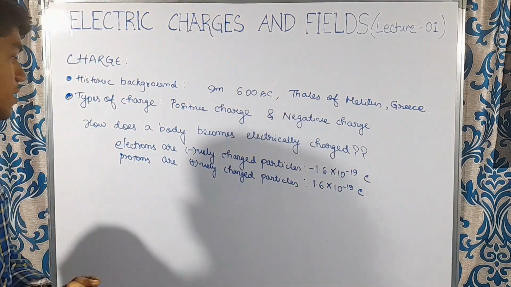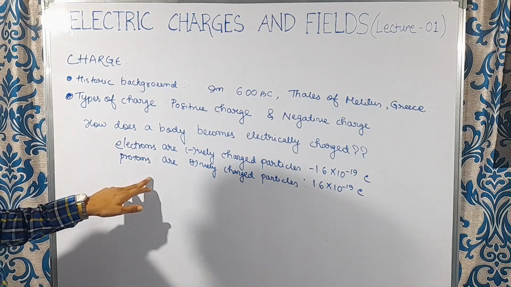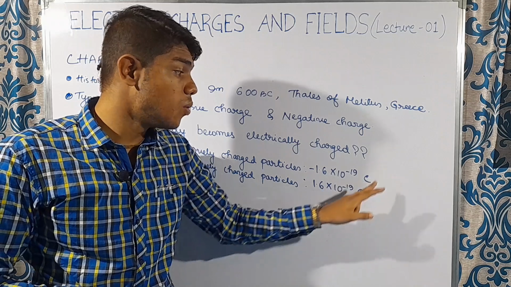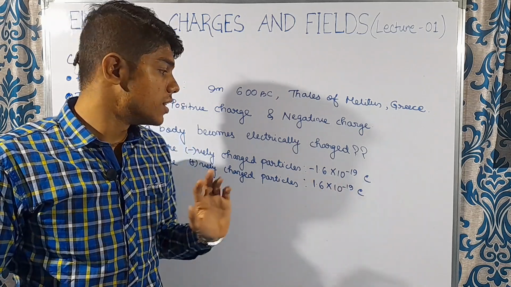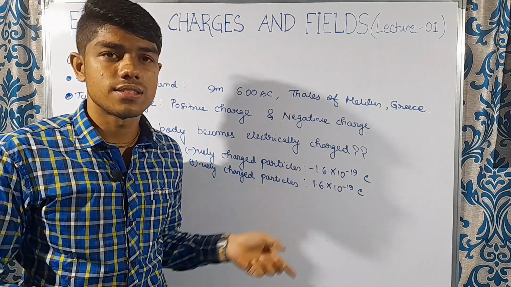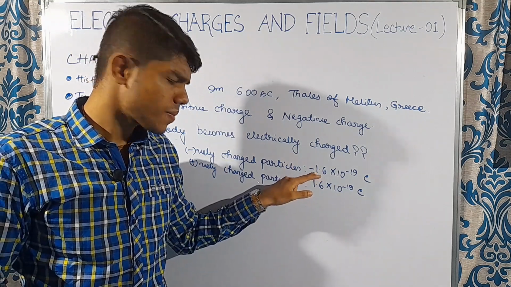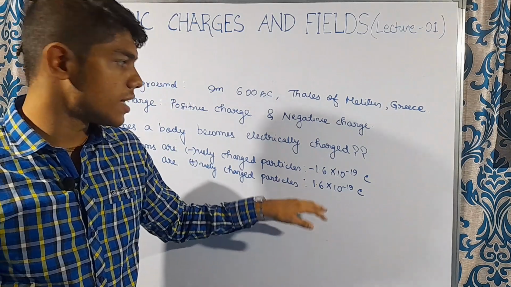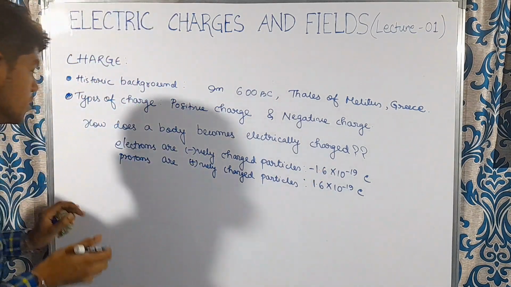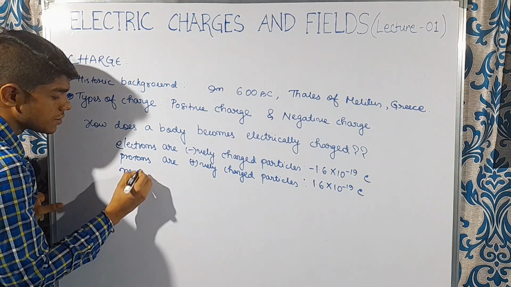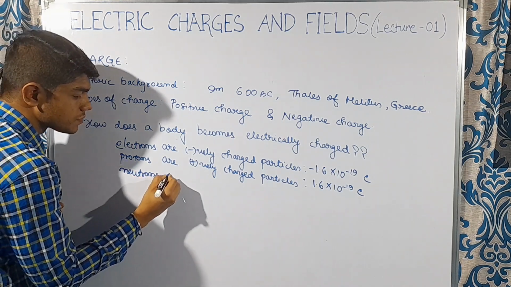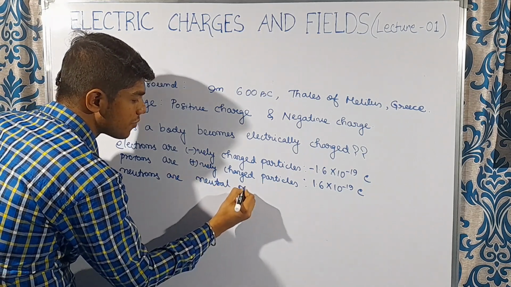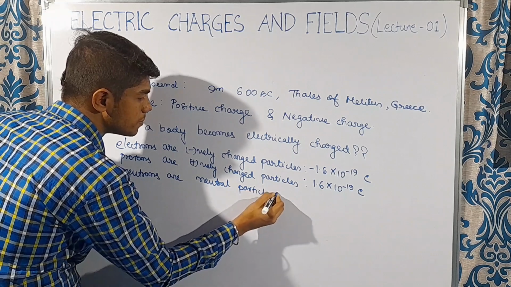Thus we can conclude that the electrons and protons have charges that are equal in magnitude. The only difference is in their sign. One is positive and the other is negative, meaning one has a positive charge and the other has a negative charge. The neutrons, on the other hand, are neutral particles, meaning they don't have any charge in them.